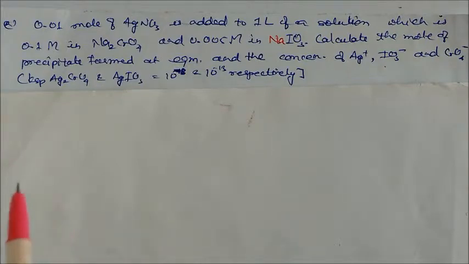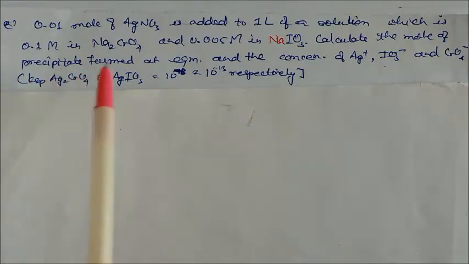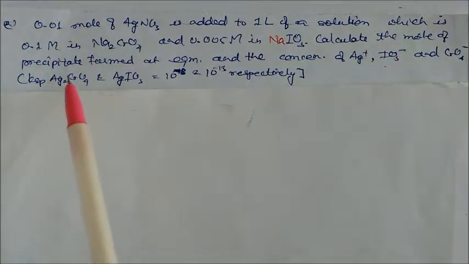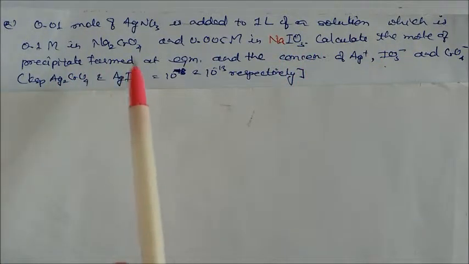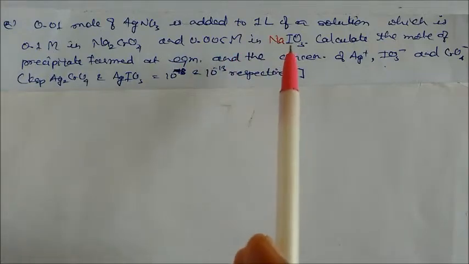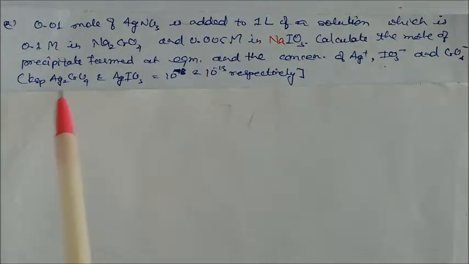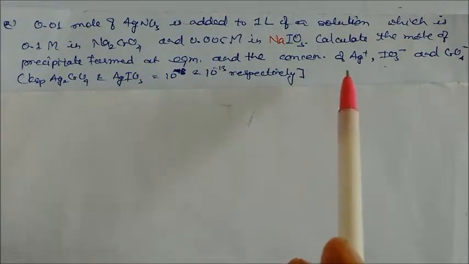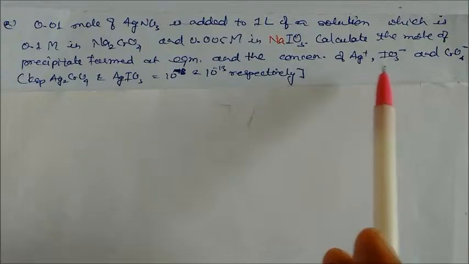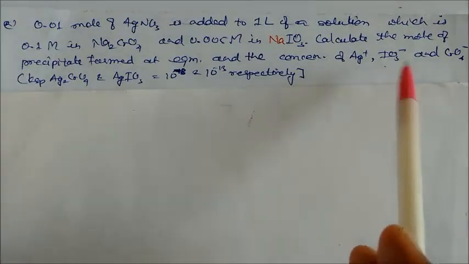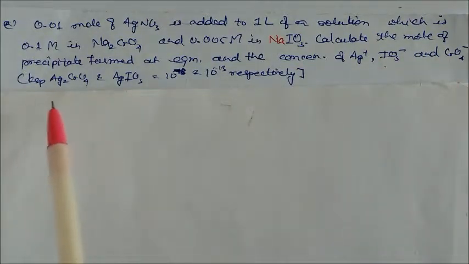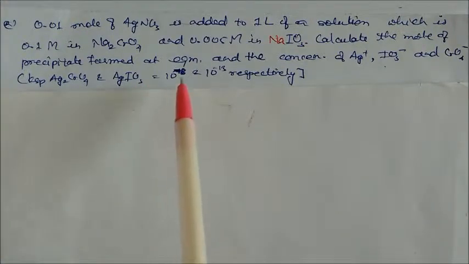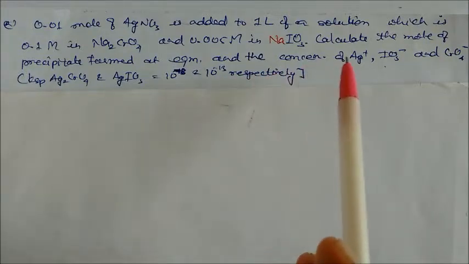So here we will see the second problem. 0.01 mole of silver nitrate is added to 1 liter of a solution, which is 0.1 molarity in sodium chromate and 0.005 molarity in sodium iodate. Calculate the mole of precipitate formed at equilibrium and the concentration of silver ion, iodate ions and chromate ions. The Ksp of silver chromate and silver iodate is 10 power minus 8 and 10 power minus 13 respectively.